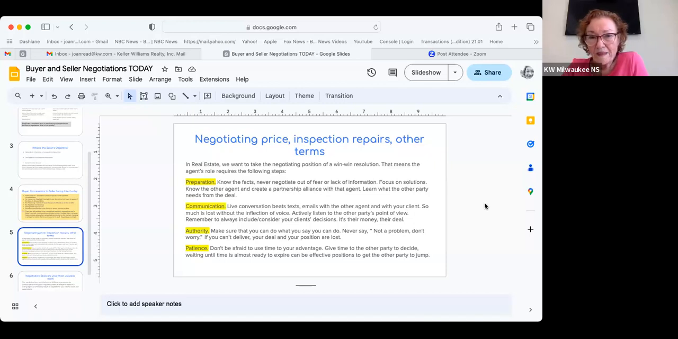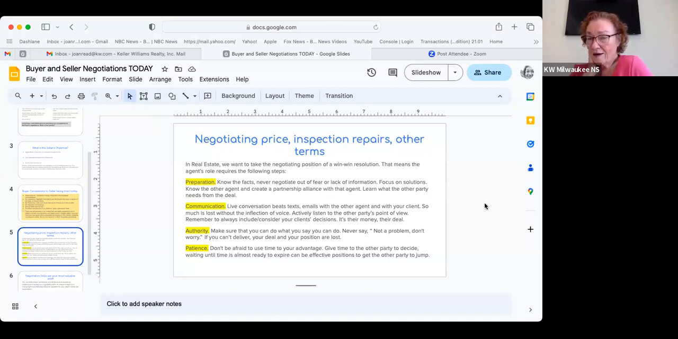Negotiating in a win-win position. And so these 4 steps are very important in any kind of negotiating. Again, keeping the win-win in place and keeping your client's needs protected. Number 1 is preparation. Make sure that before you start negotiating, you know the facts, you know what the market analysis is, you know what the sales are in the neighborhood.